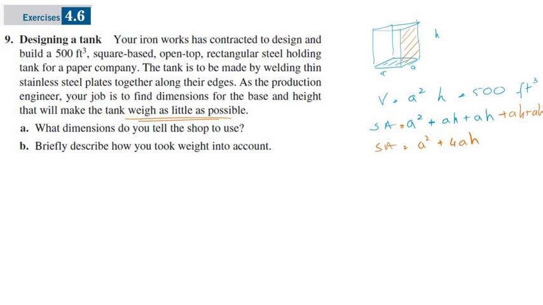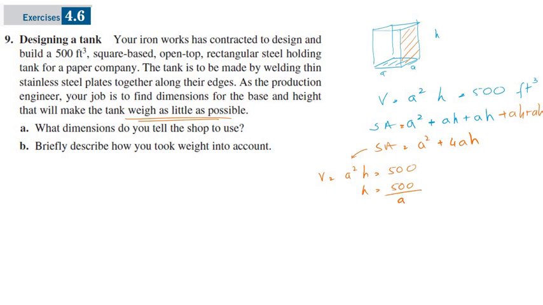So the way we do it is, we'd have to take the derivative with respect to which, A or H. Because there are 2 variables, we want to get rid of one variable. So let's try to get rid of H using V. We know V is equal to A squared H, which equals 500. So H is equal to 500 over A squared.